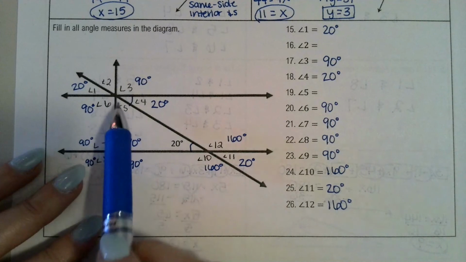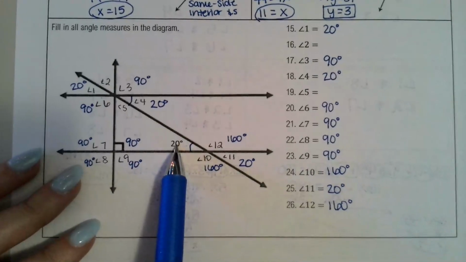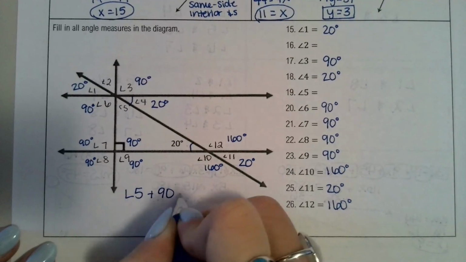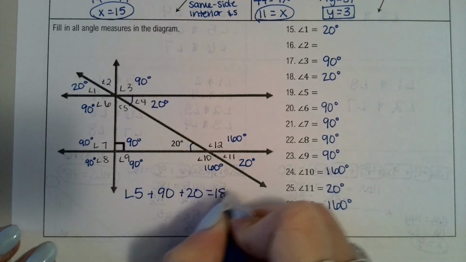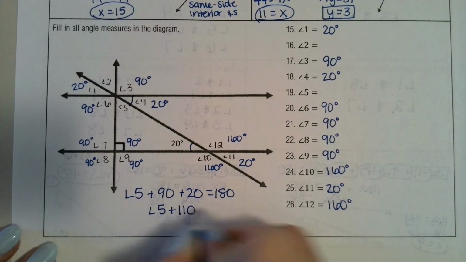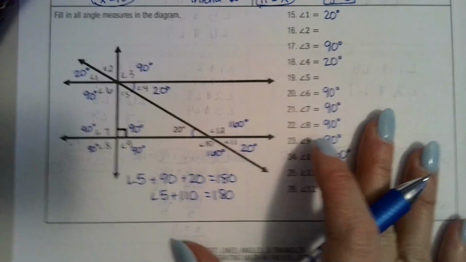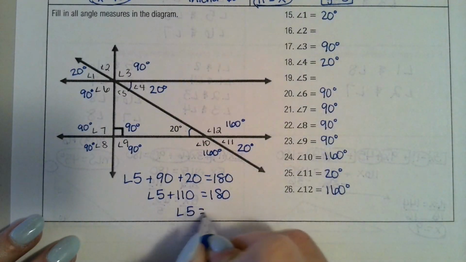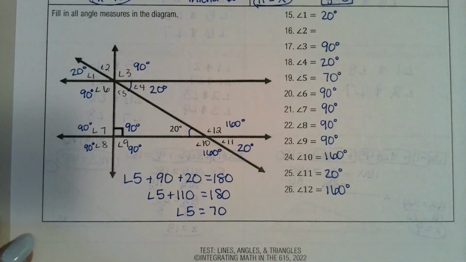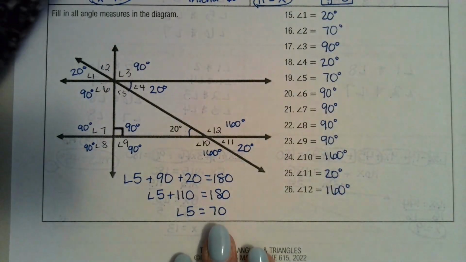I am going to use the interior triangle here with angle 5, 90 degrees, and 20 degrees to figure out how big that should be. So angle 5 plus 90 plus 20 must equal 180. So this means that angle 5 plus 110 degrees is equal to 180. I subtract 110 from both sides. That means angle 5 must be 70. So since angle 5 is 70 degrees, angle 2 is also 70 degrees, and we have completed our diagram.